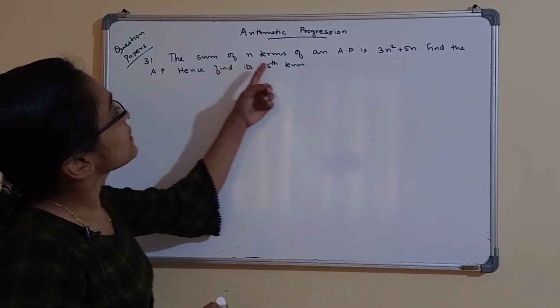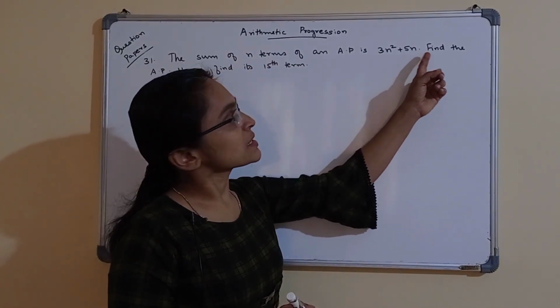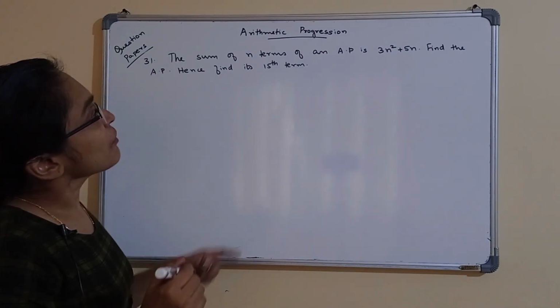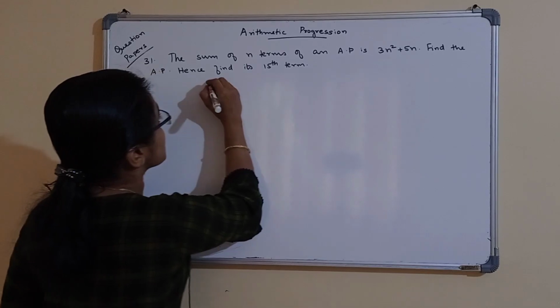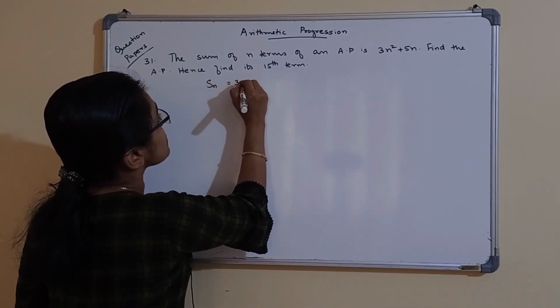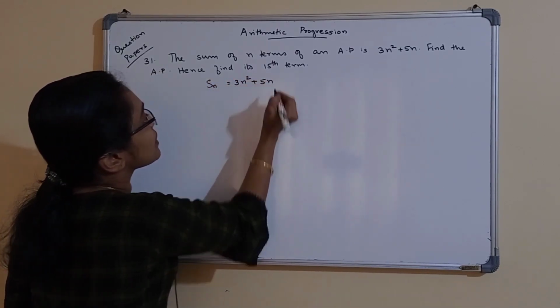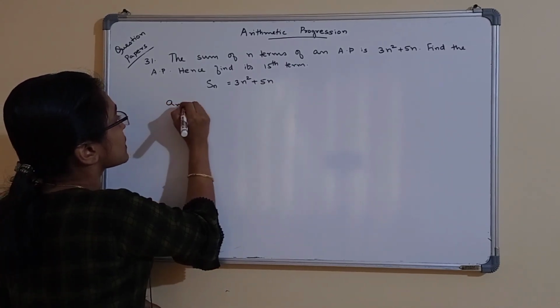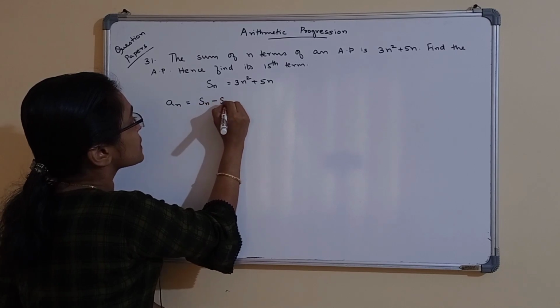Next one, the sum of n terms of an AP is 3n square plus 5n. Find the AP, hence find its 15th term. Sum of n terms of an AP, that is Sn, equal to 3n square plus 5n. And the nth term an can be found as Sn minus Sn minus 1.